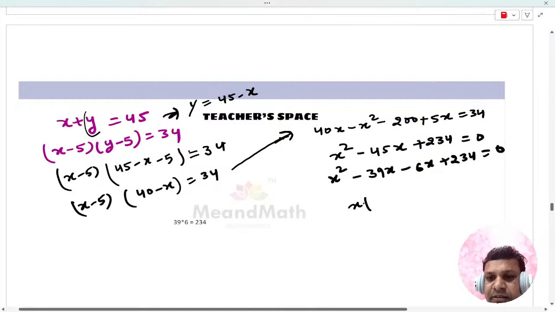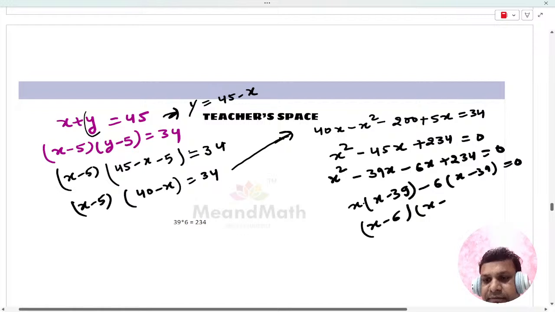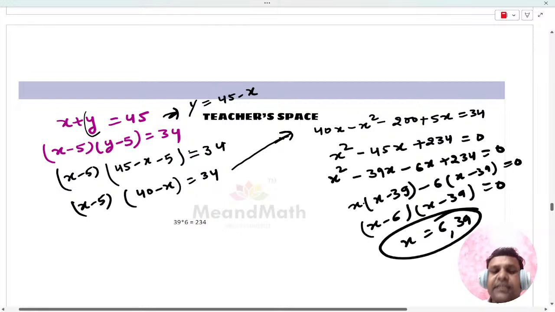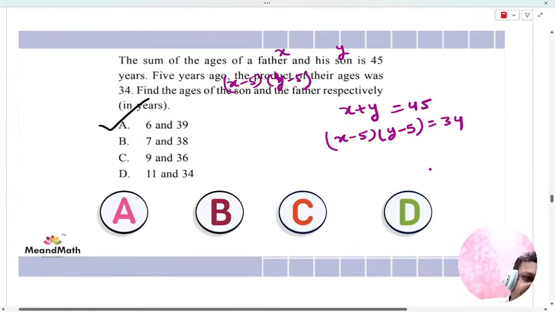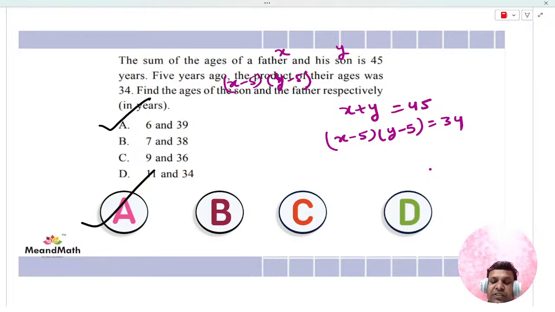So x minus 39, minus 6 x minus 39 is equal to 0. So (x minus 6)(x minus 39) is equal to 0. So x is equal to 6 and 39, so the answer will be 6 and 39. Is 6 and 39 an option? Come to the options, yes, the first option is the correct answer. So this is the question, how we do the solution.